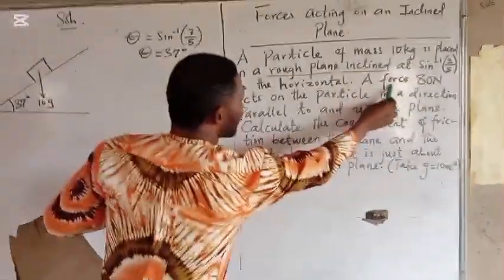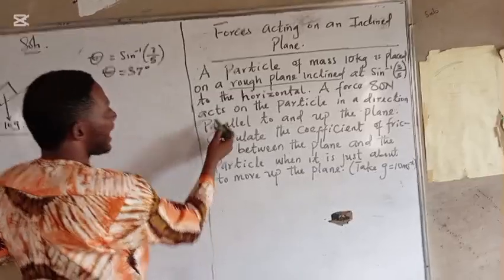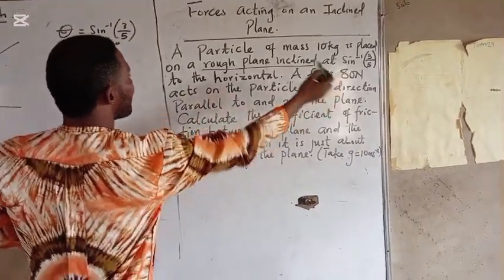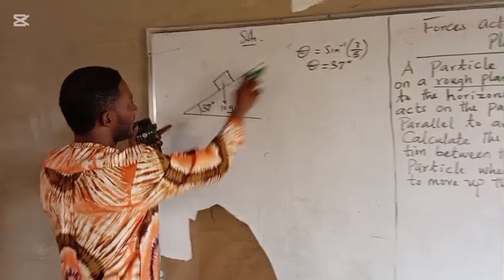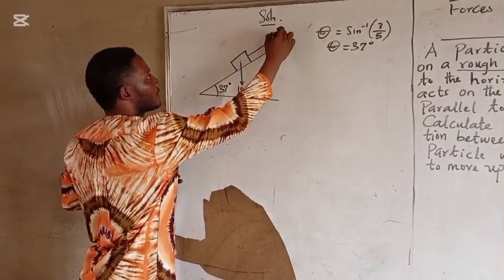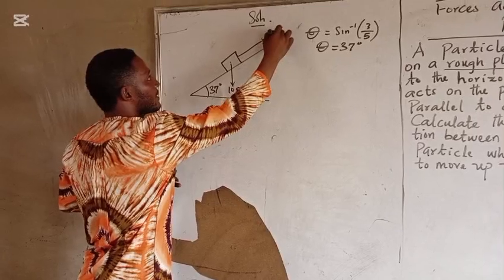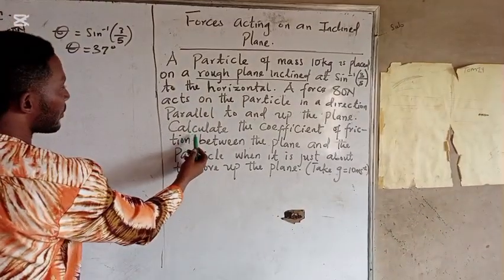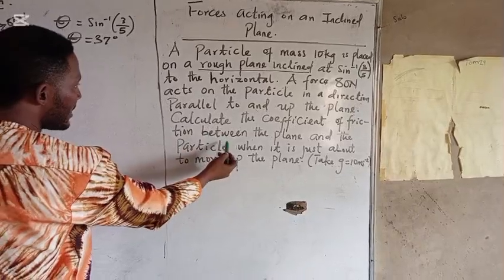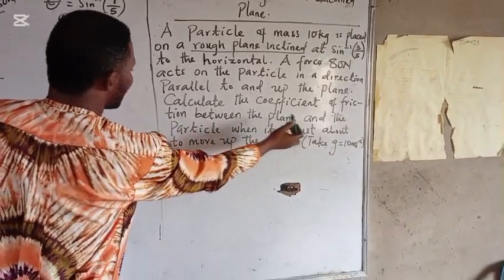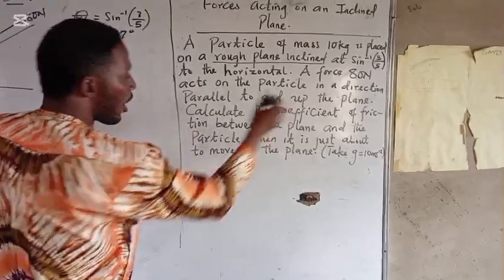Alright, having done that, a force of 80 newtons acts on the particle in the direction parallel to and up the plane. Up the plane. This is the plane. So we have a force that is acting up the plane, which is P, that is 80 newtons. What else do we need to do here? Now we're asked to calculate the coefficient of friction between the plane and the particle when it is just about to move up the plane.